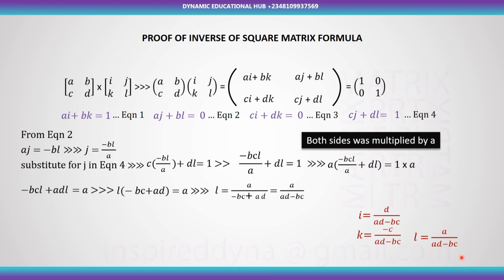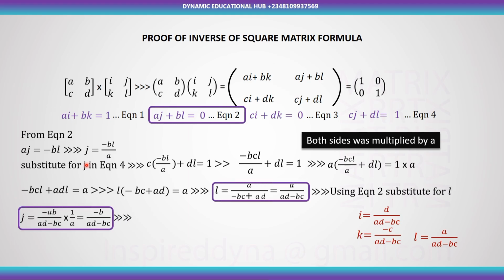The next thing is we will substitute for the value of L in equation 2. In this equation 2, we already solved the value of J. So let's just put the value of L here to get our answer. To do that, using equation 2, substitute for L. That is what we've done here. J is equal to minus BL over A. So we are going to get minus, what is our L? L is A over AD minus BC. So that is why we have what? Minus A over AD minus BC multiplied by B.